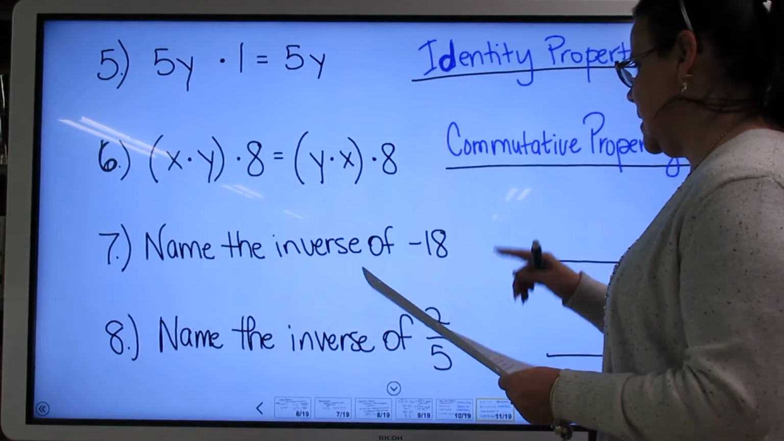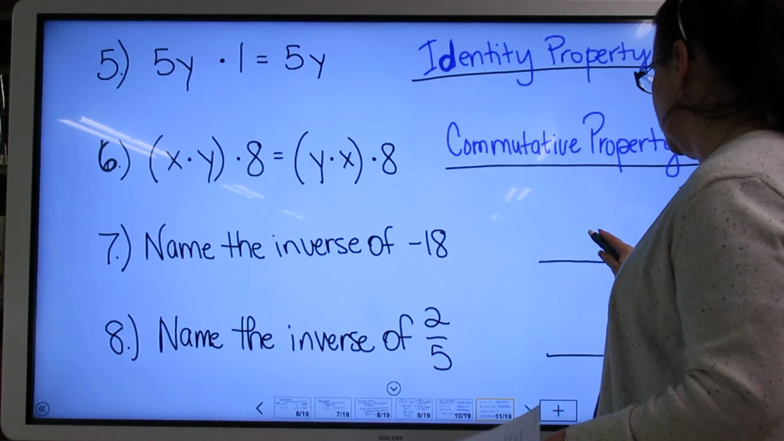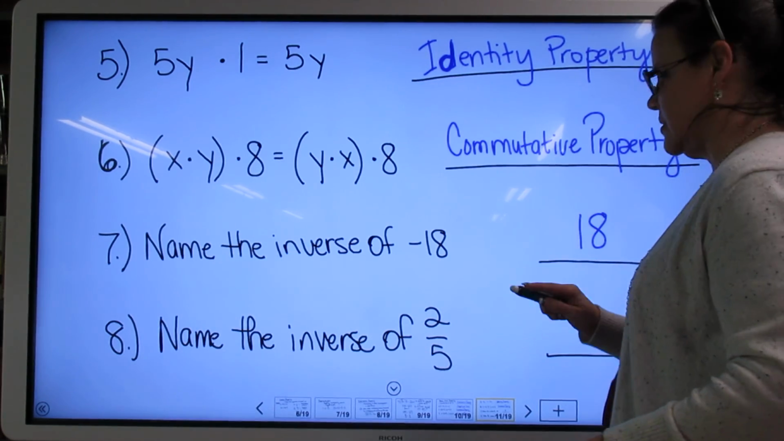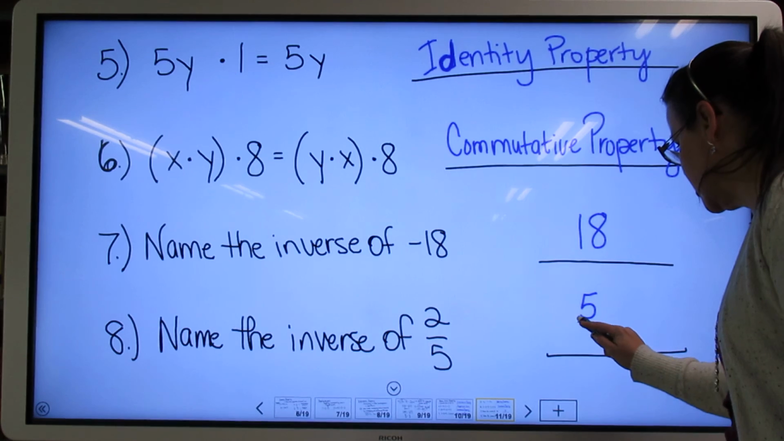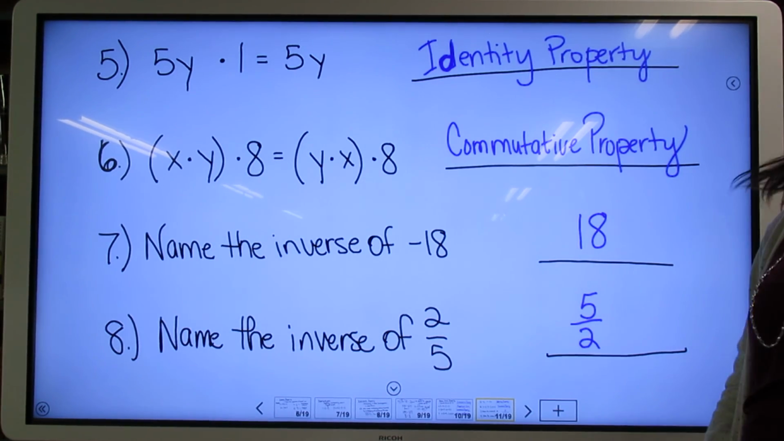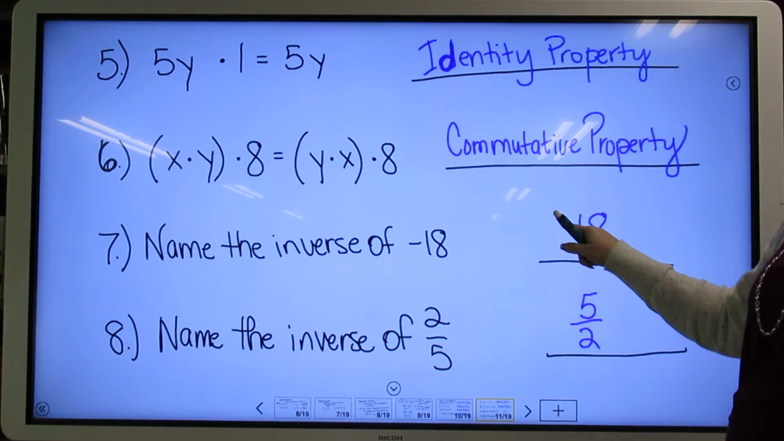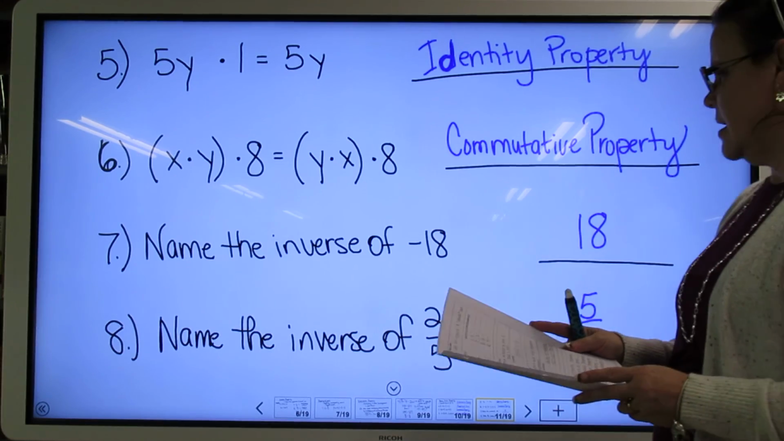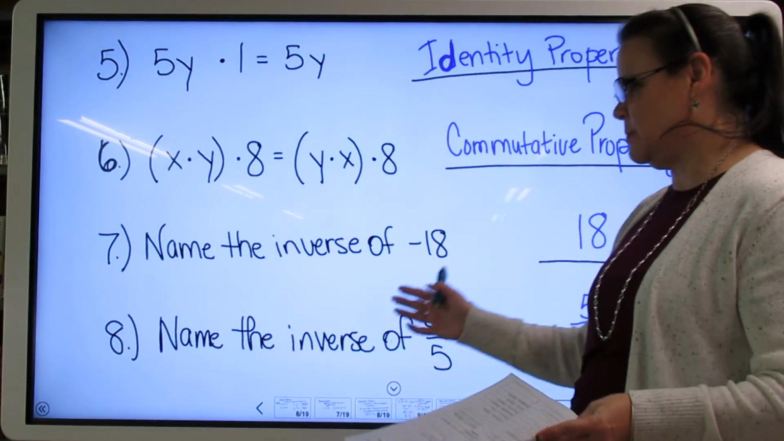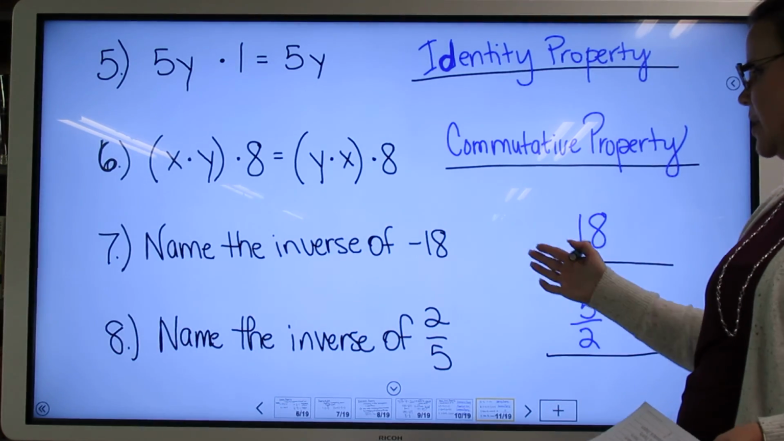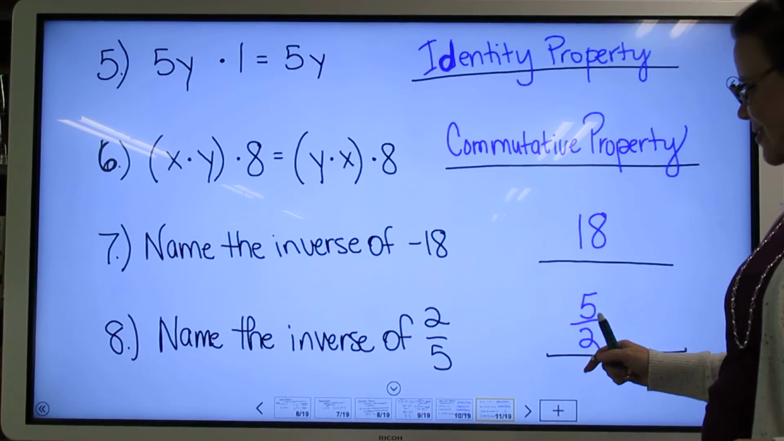And then name the inverse of negative 18. Well, that would be just positive 18. And name the inverse of 2/5. Well, then that would just be 5/2. So you flip them, or you do the opposite. And they do have it as additive inverse, and they have it as multiplicative inverse. But if you just do the inverse of each one, then you should get the right answer.